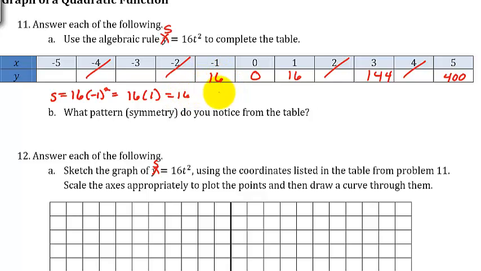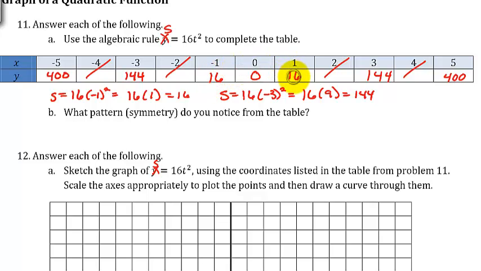Then replace t with -3. We get s is equal to 16 times -3 squared. And -3 times -3 is +9, so we get 144. And what do you think we might get for -5? Well, if we square -5, we get +25, and so we're going to get the same thing as we did when we put +5 in there. So we'll get 400.